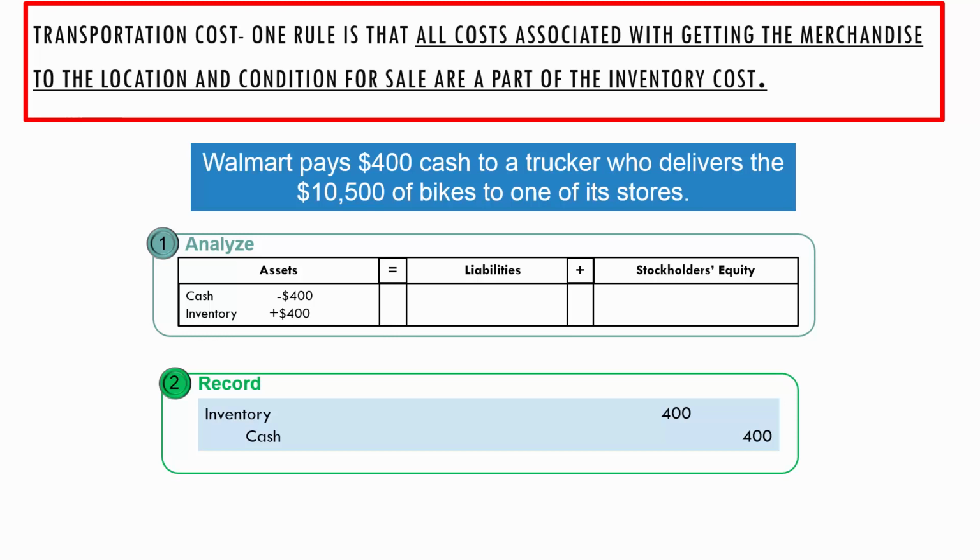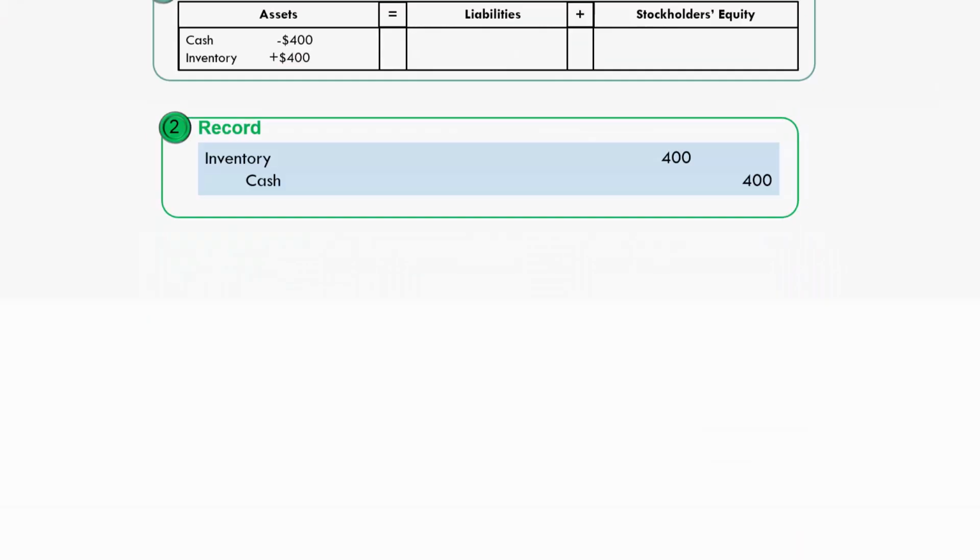Another example would be having the bikes, in this case, assembled in the store. That becomes a part of inventory costs. So here we have a credit to cash, we have a debit to inventory. So the total cost of the bikes is not just the $10,500, it's the $10,500 plus the $400.